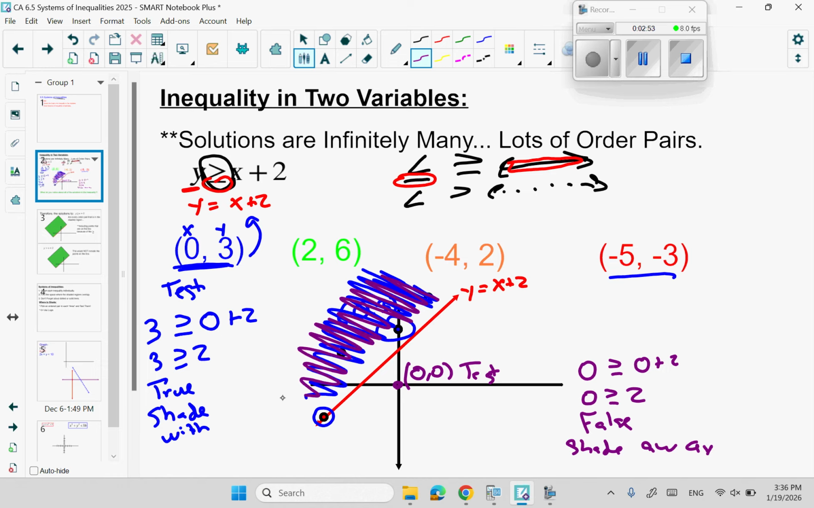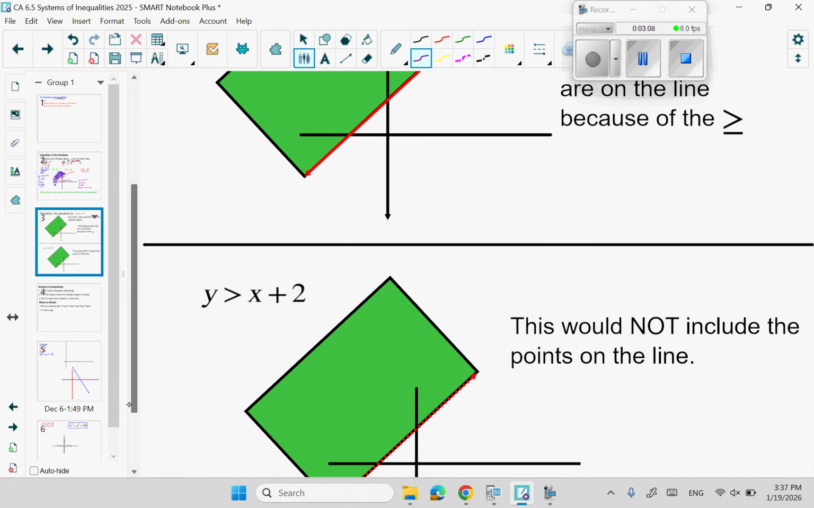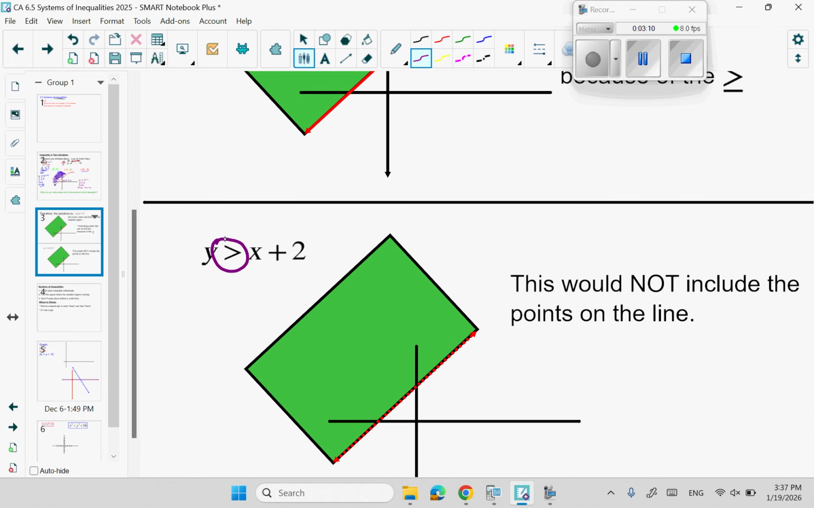Now notice, no matter which coordinate I picked, I shaded the same location, which is awesome. So everything in that is that shaded region, and the only major difference is, for example, this one doesn't have the equal to, so it would be a dotted line because the point on the line would not be included.